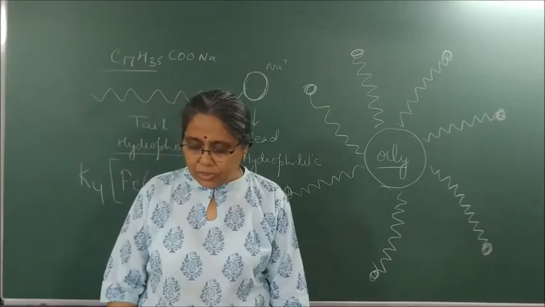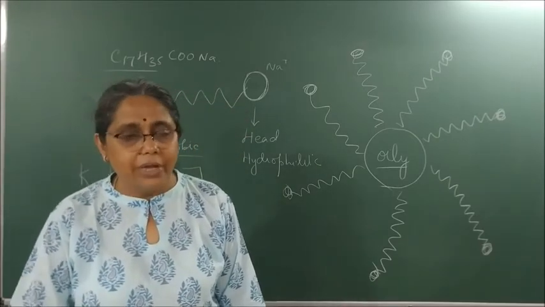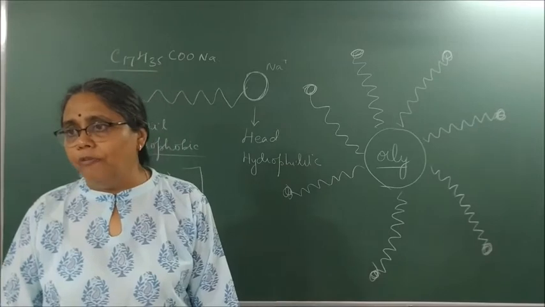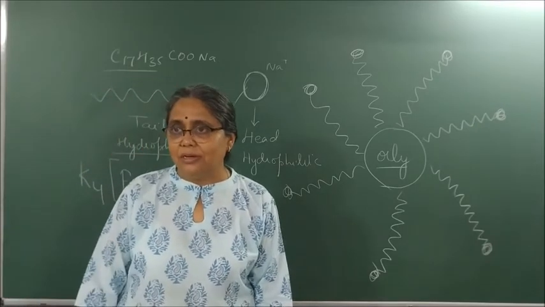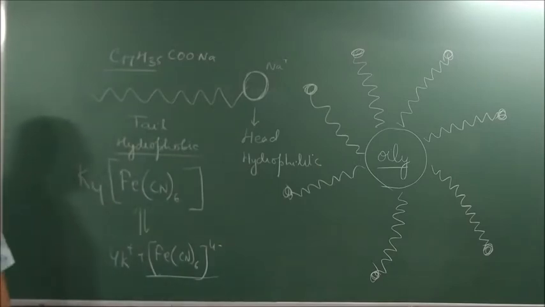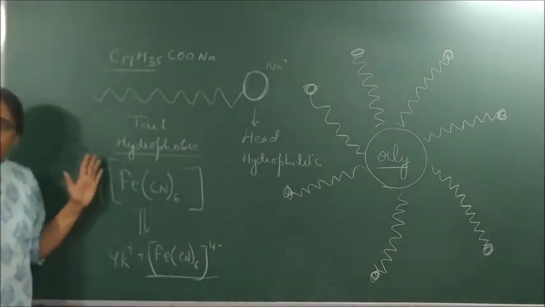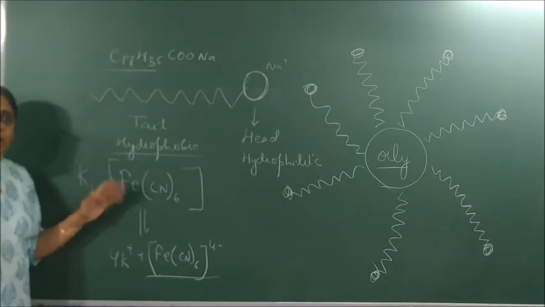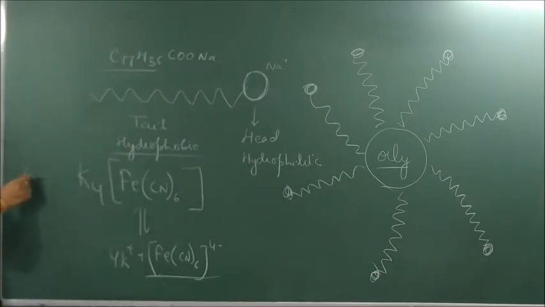After that, I think we studied coordination number. The fixed number of donor atoms or ions surrounding the central metal atom is called the coordination number. If the coordination number is 6, it is an octahedral complex. If the coordination number is 4, it is a tetrahedral complex.